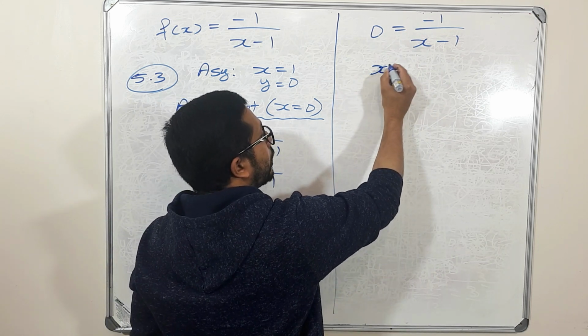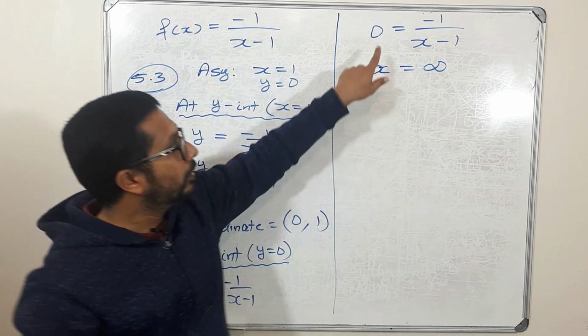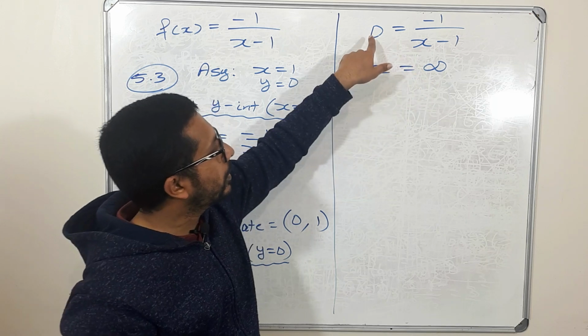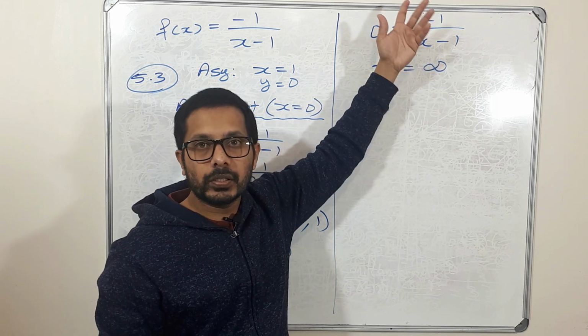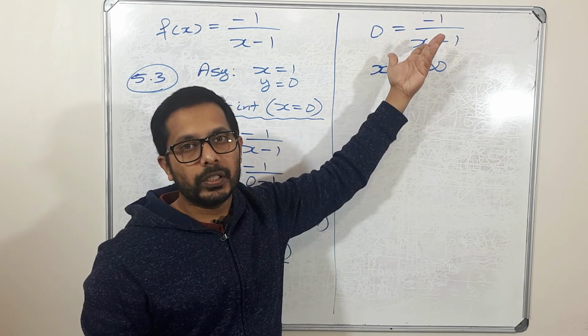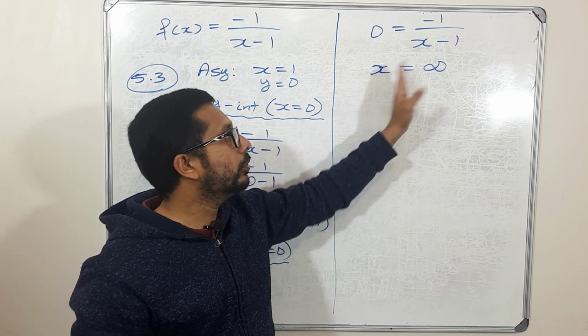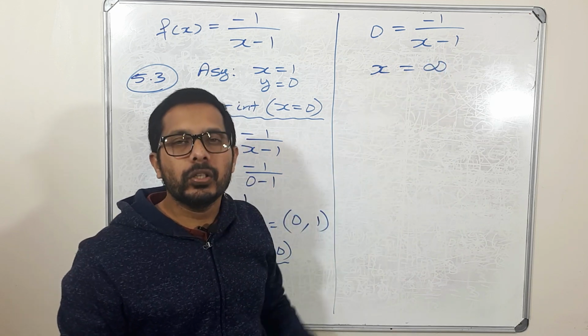x is undefined. Why is it undefined? If you cross multiply this, 0 into x minus 1 is 0, and 0 is equal to minus 1. Is there any meaning to that? There is no meaning, so we can't say that 0 is equal to minus 1. So you can't find the answer for x. What is the meaning of that?